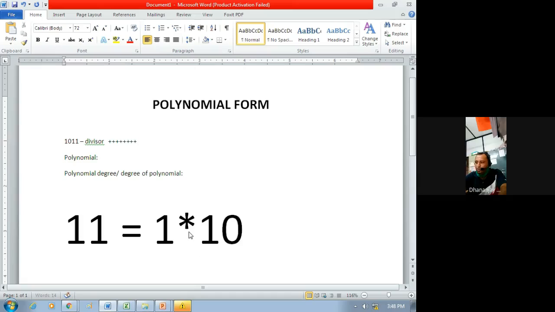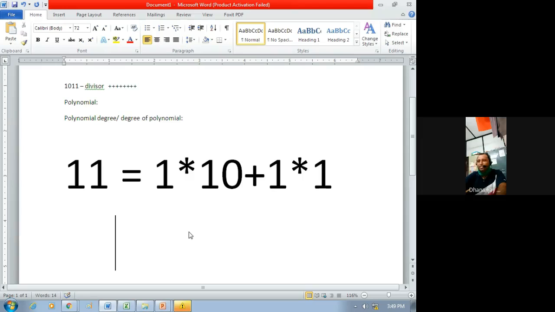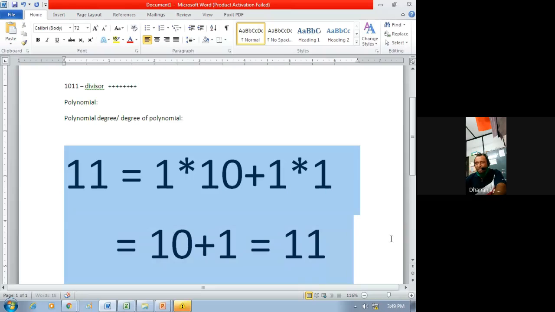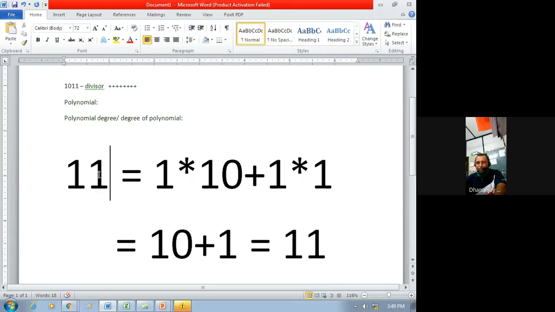1 into 10 plus 1 into 1. And then we go ahead with the addition. So here it will become 10 plus 1, which is equal to 11. Getting it? So this way we try to figure out the value of the unit positions of the data in decimal form. Is it clear to you all?